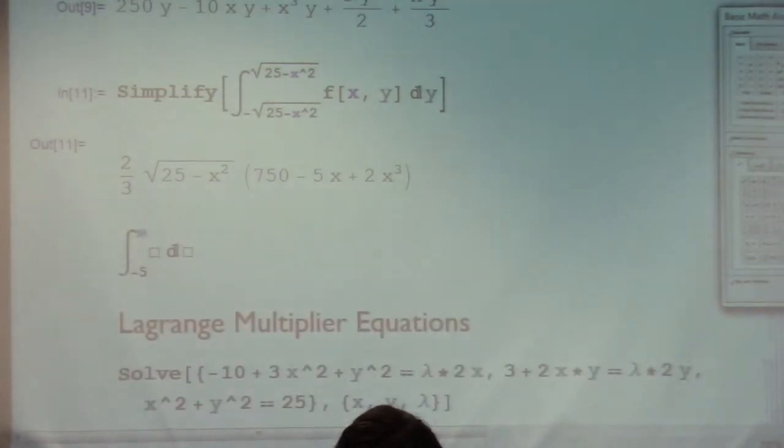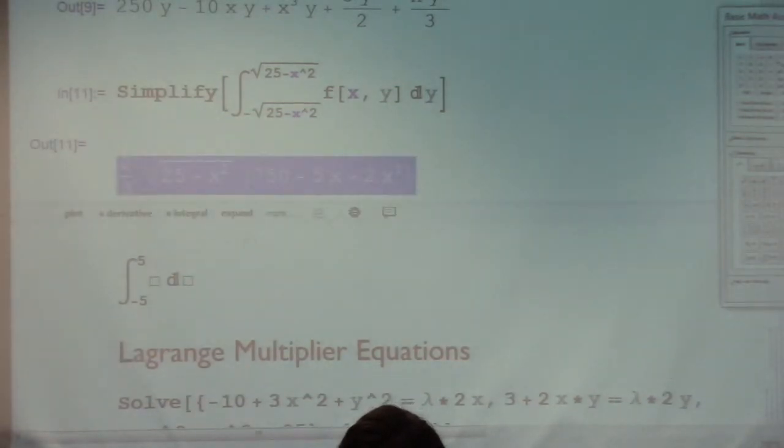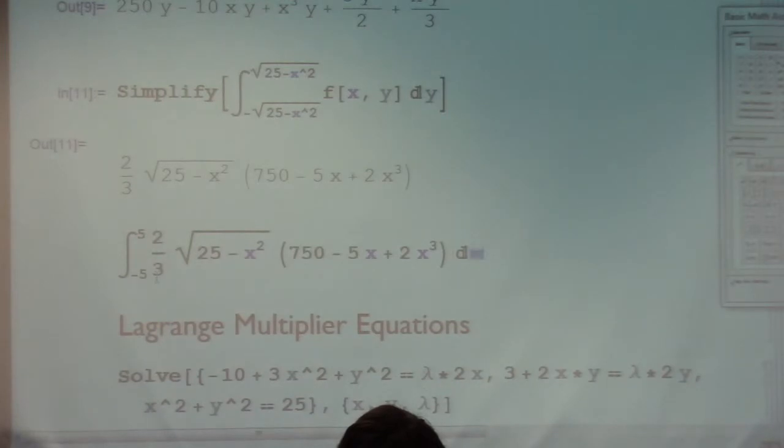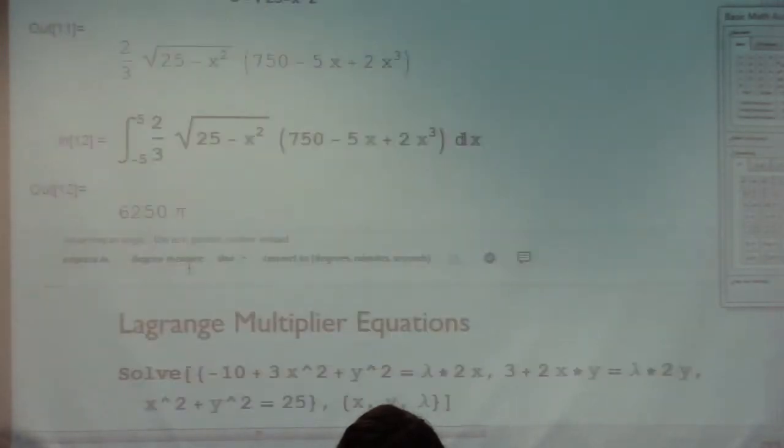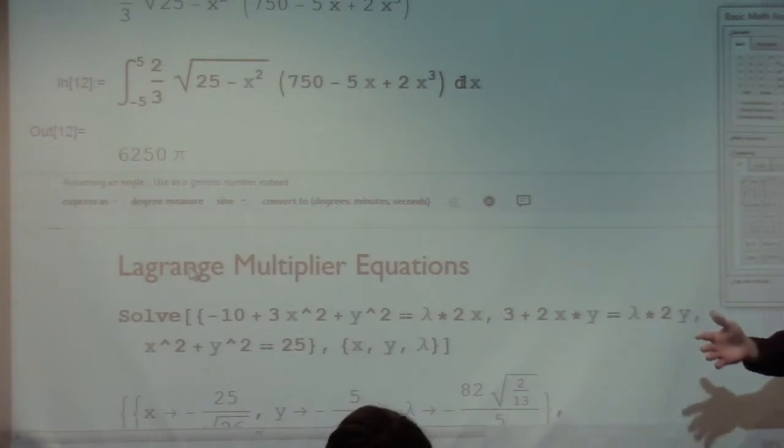Integrate that from -5 to 5. I'll just go ahead and copy and paste this in here. It's doable. There's the answer. Is the average value of this density function over the disk still 250, like it was over the square? Remember that? Over the square, the average density was 250 grams per square centimeter. Is that true over this disk?